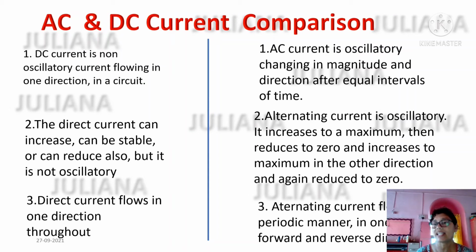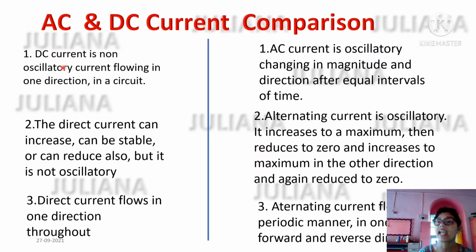When you say DC current, it's non-oscillatory current flowing in one direction in a circuit. It only goes in one direction. Okay, it has no way of going back in the opposite direction, and it is non-oscillatory. That means it's not periodic. It does not oscillate high, low, like in the case of AC current. AC current, I'll be showing you with the help of a graph very soon. Just remember DC current is non-oscillatory.